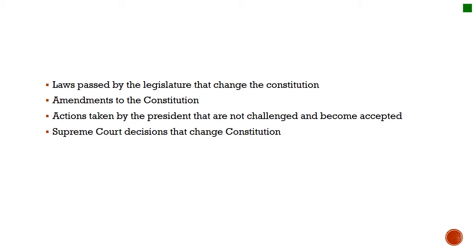So amendments that gave women the right to vote, any and all of the amendments to the Constitution constitute changes in the Constitution which are not in the original document, and therefore I call them part of the unwritten Constitution. Number 3 is actions taken by the President that are not challenged.